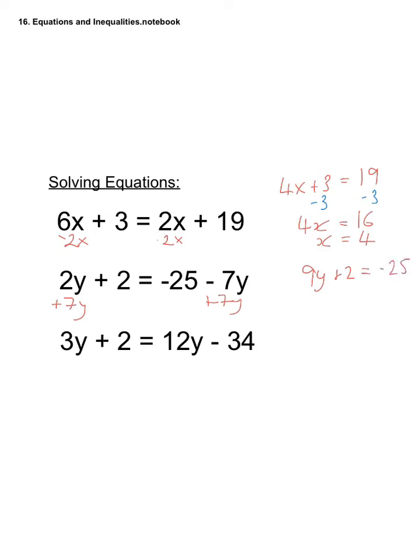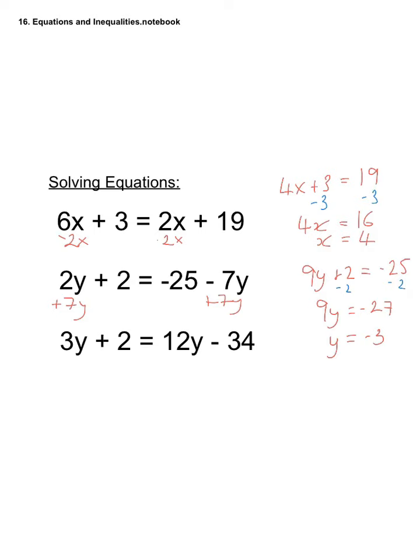We're then going to get rid of this plus 2 by taking away 2 from both sides of the equation, and that leaves us with 9y is equal to negative 27. If we divide by 9 on both sides, we get that y is equal to negative 3.